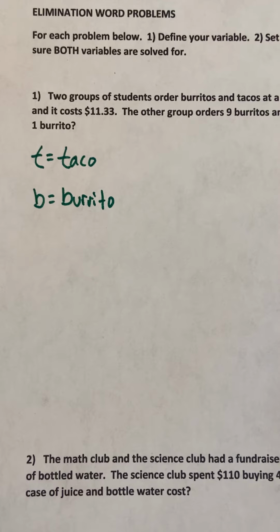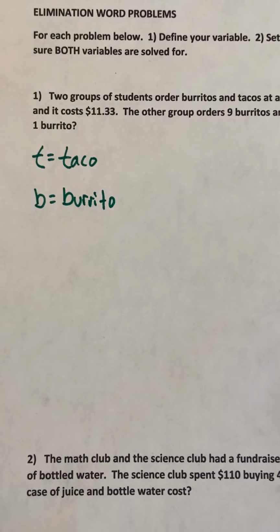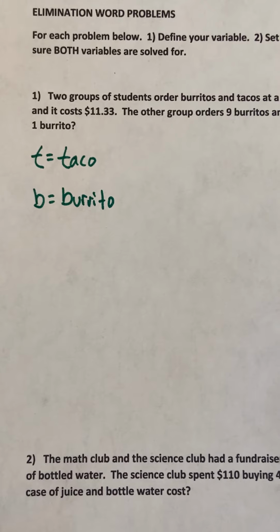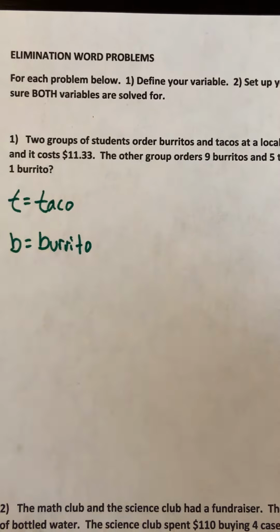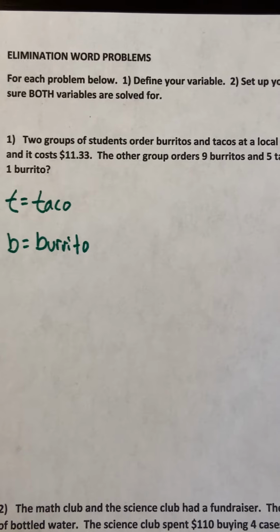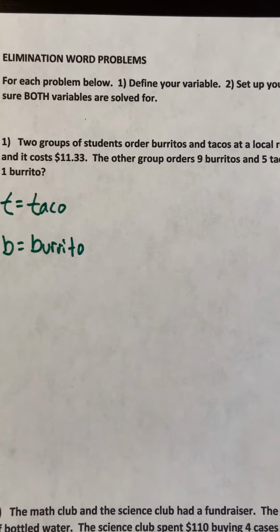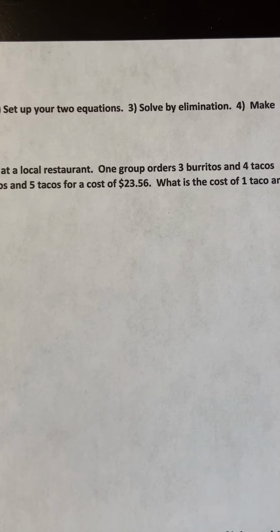All right, so now that we defined our variables, let's go back into our word problem and see if we can write some equations here. Well, the first sentence is kind of the setup. It's letting you know that there are two groups involved here. They're ordering burritos and tacos. This next sentence is actually an equation, okay? So this next sentence I'm going to translate into a mathematical equation.